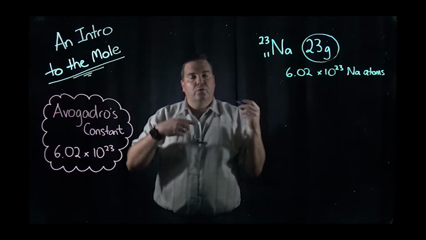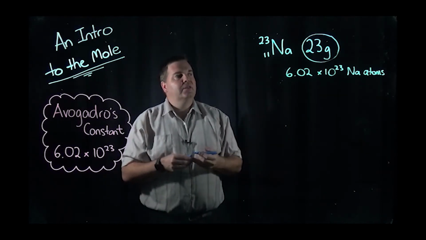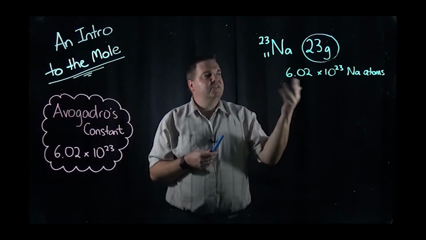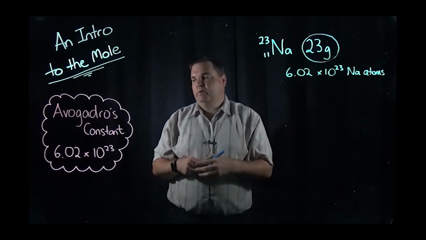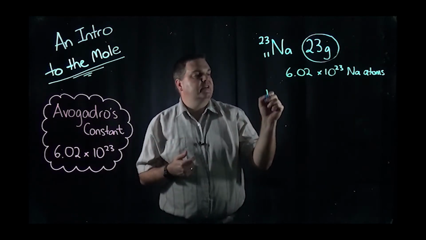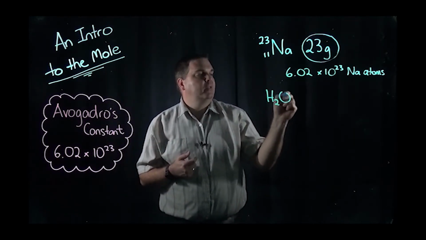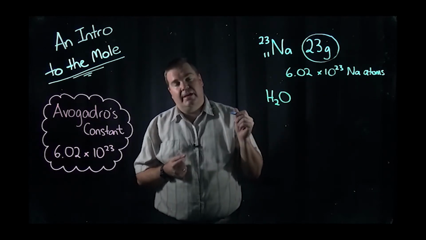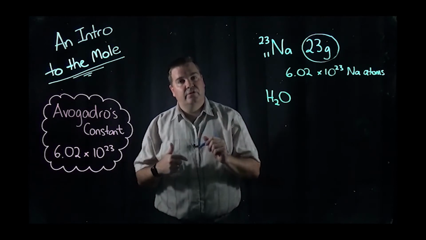So 1 mole of sodium is 23 grams. We get that from the periodic table, the mass number, and that's equal to 6.02 by 10 to the 23. That's Avogadro's constant. So if we take water, for example, H2O, you want to be able to calculate the molar mass of water. I'm not going to go through how you do that in this video because there's another video on that as well.